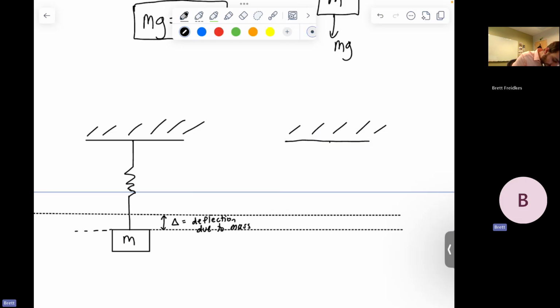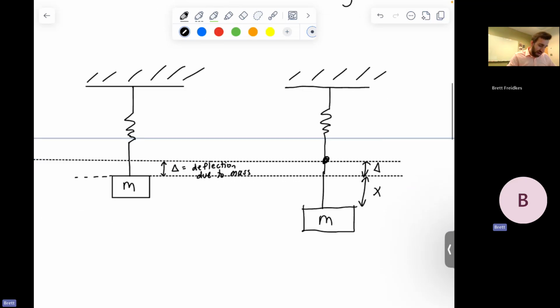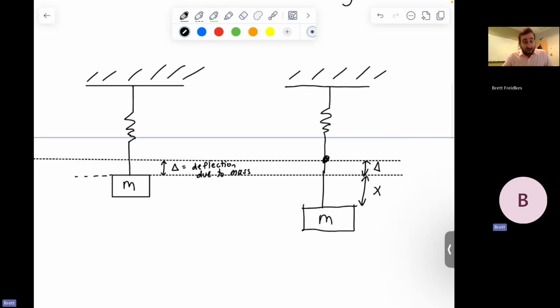So from the original position of the spring, remember that was here, we have now caused the deflection delta and some additional deflection x based on some initial condition. I have caused this thing to move. It's now going to oscillate. And I'm going to reference everything to that initial point of the spring.